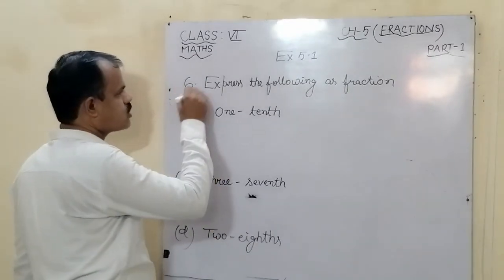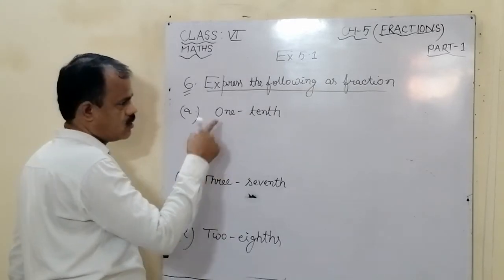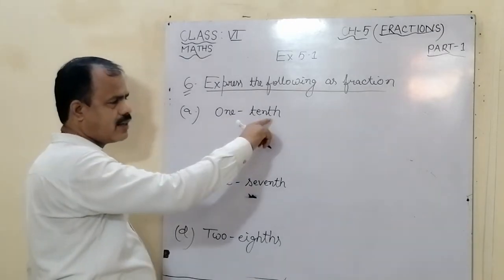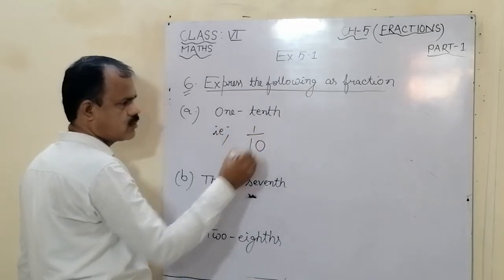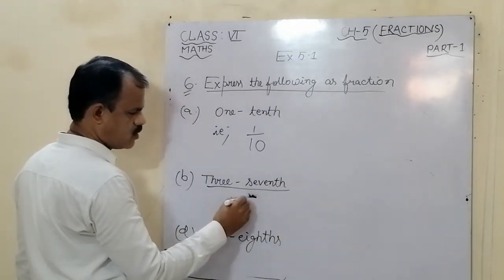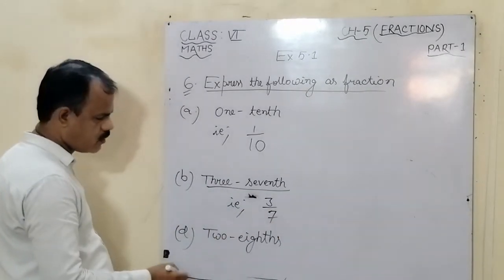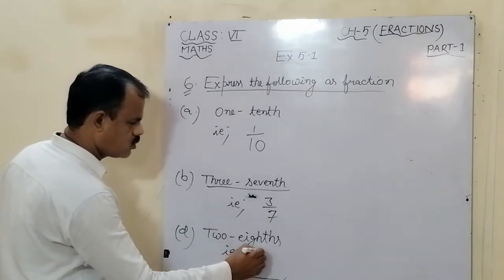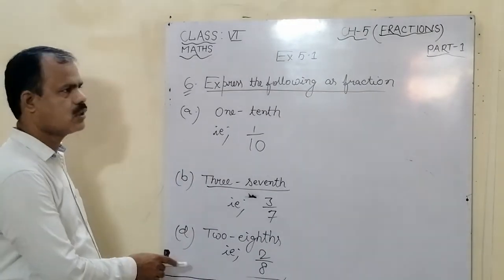Yes students, question number 6, express the following as fractions. First, one tenth. See here, first 1 and then 10th. So this 1 represents the numerator and 10th represents the denominator. So we write it like that, 1 by 10. In fractional form, 3/7. Yes, 3/7 means 3 by 7, and this is the fractional form. Next, 2/8, so we can write it as 2 upon 8. In this way you have to represent the numbers.